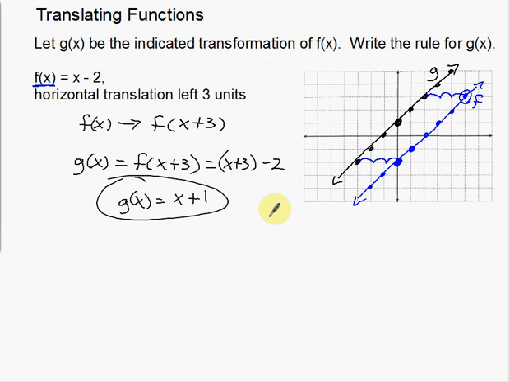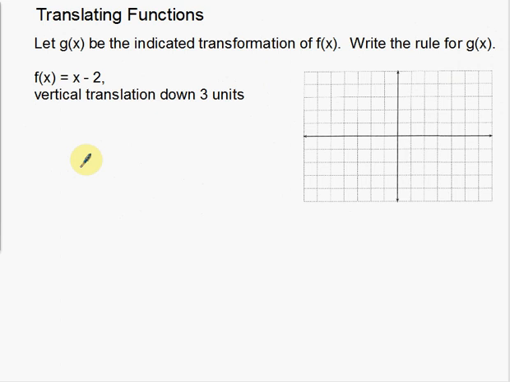Okay, next example. It's basically the same thing: let g of x be the indicated transformation of f of x, write the rule for g of x. So again, we're writing a new rule. Now we're going to take f of x equals x minus 2, the same function, and vertically translate it down 3 units.